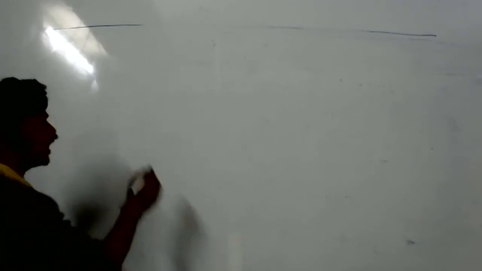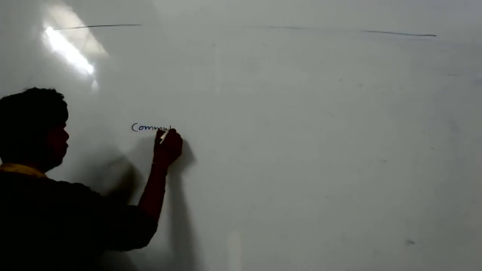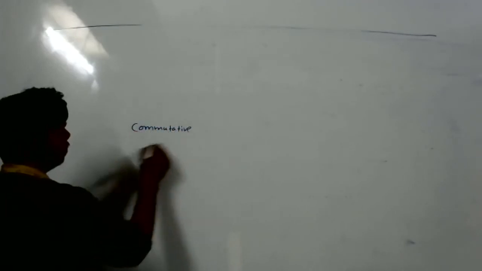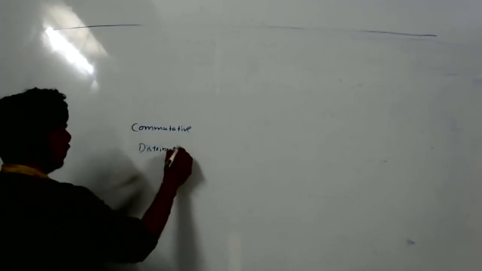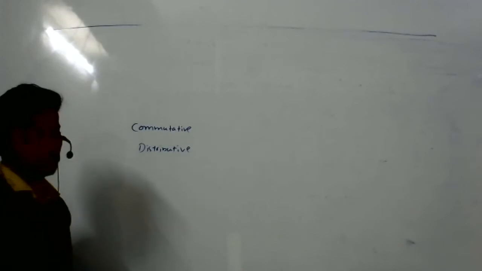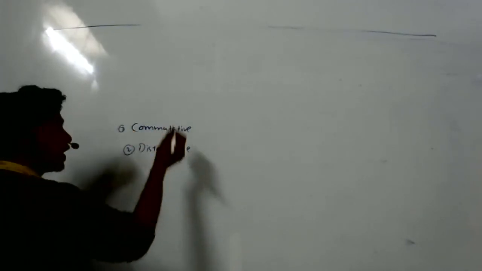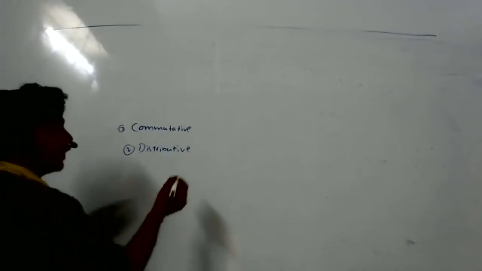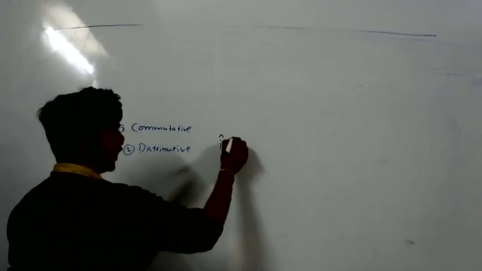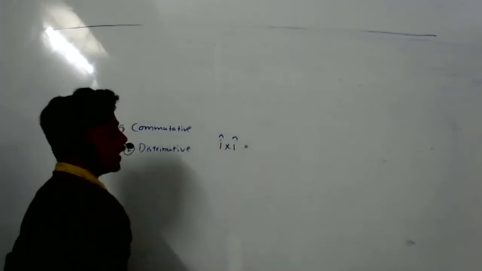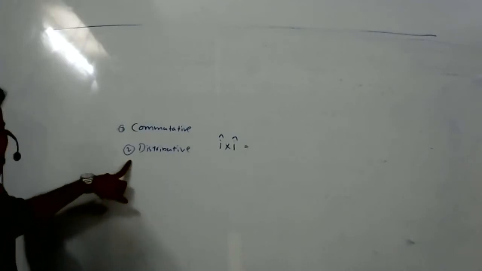Okay, one is what? Commutative, right? The second one is i cap cross j cap equals k cap. The third one, what? Distributive was the fourth one. i cap cross i cap equals how much? That's what we did, the second one. Okay, second one. Third one.